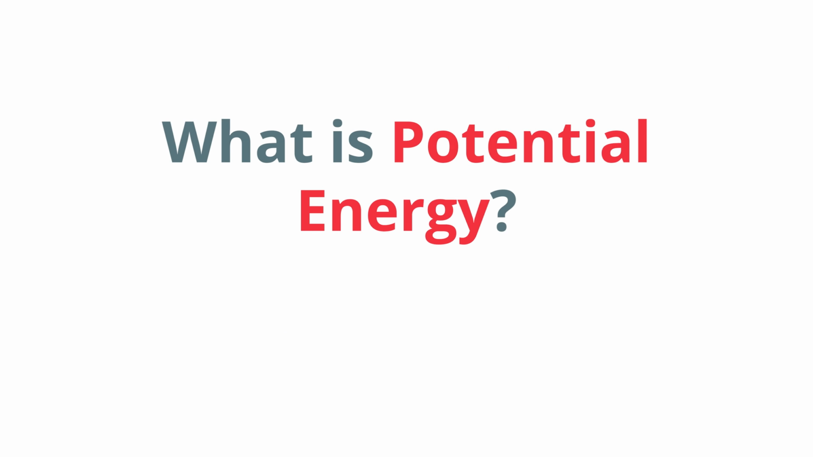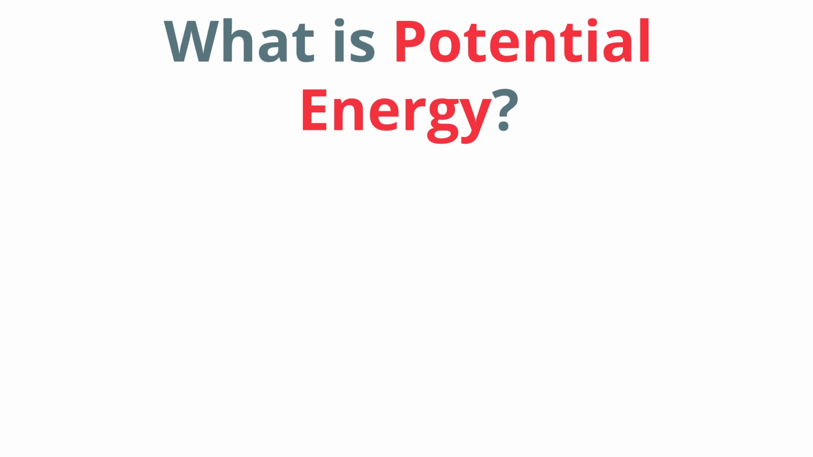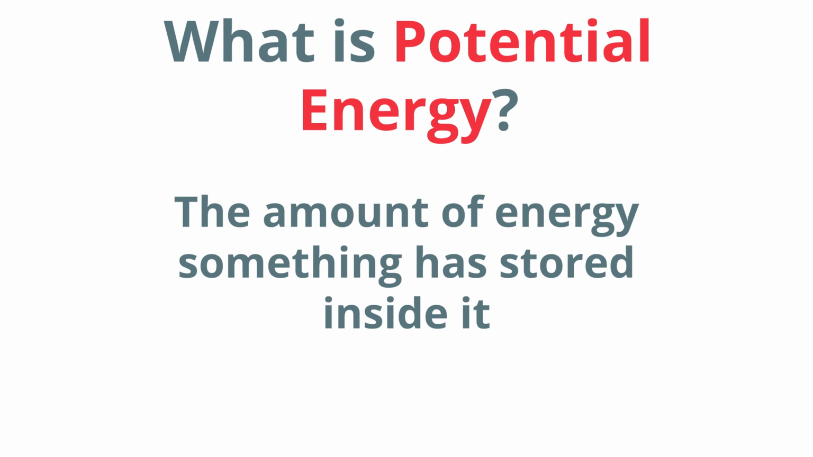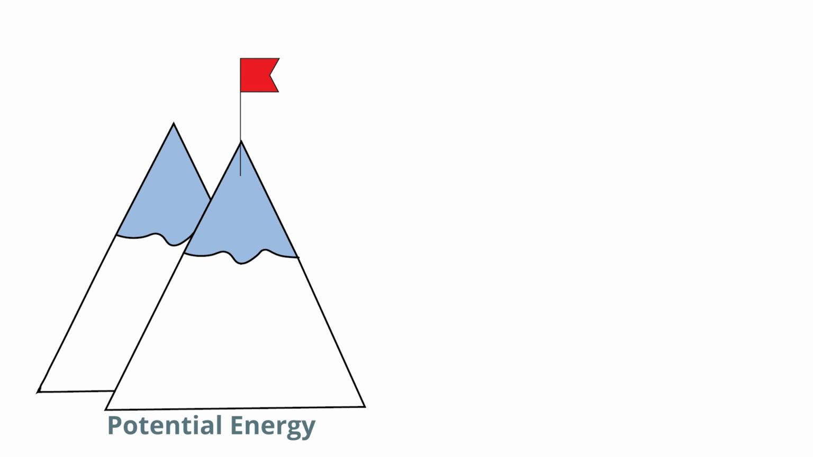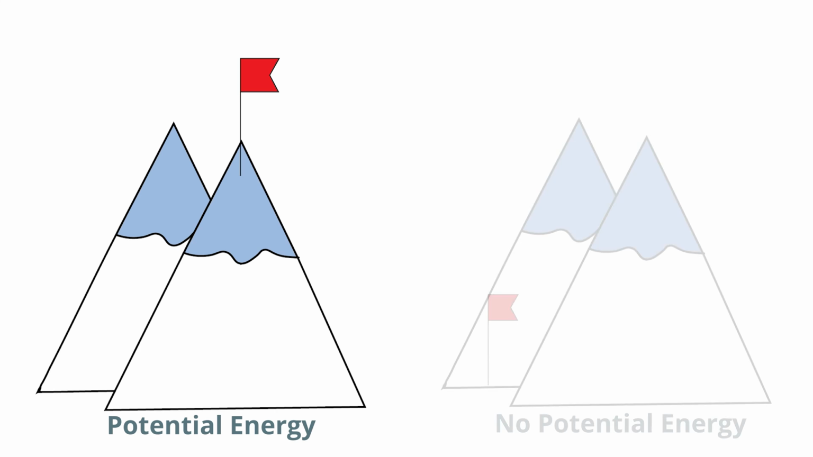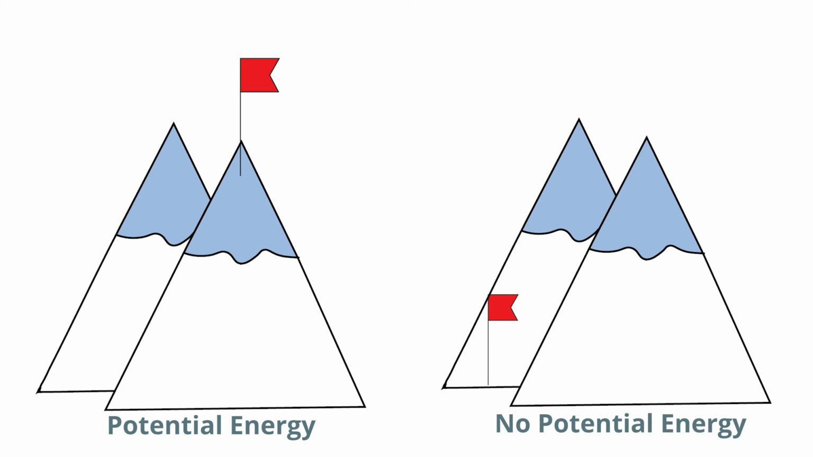What is potential energy? Potential energy is the amount of energy something has stored inside it. For example, when you're sitting in a chair, you have some potential energy. Your potential energy would depend on how high up you are and how big you are. When you fall from the chair to the ground, all potential energy disappears.